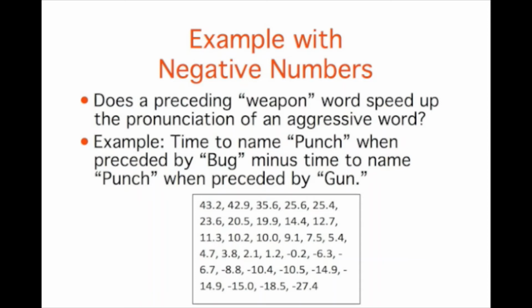A positive difference implies greater priming of the aggressive word by the weapon word. Negative differences imply that the priming by the weapon word was less than for a neutral word. You see that the numbers range from 43.2 to negative 27.4. The first value indicates that one subject was 43.2 milliseconds faster pronouncing aggressive words when they were preceded by weapon words than when preceded by neutral words. The value negative 27.4 indicates that another subject was 27.4 milliseconds slower pronouncing aggressive words when they were preceded by weapon words.